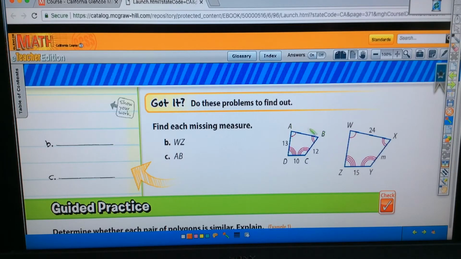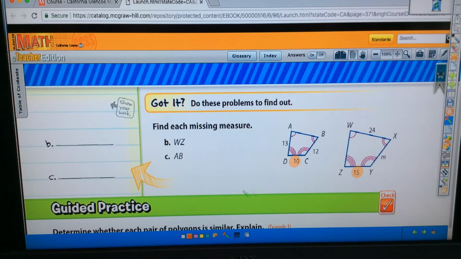This side length here, AB, is unknown, but we know that this one is 24. Okay. Let's see here. We know that AD is 13. But WZ is unknown, so maybe I don't want to compare those sides. I know that DC is 10 and YZ is 15. So what you want to do is identify a side length that is known for both. So 10 and 15 is known.